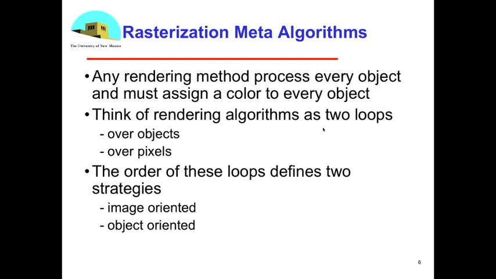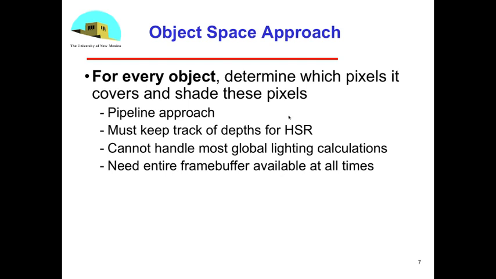Okay, so if we take this object-oriented approach, the outer loop is over every object, and for every object I have to determine which pixels that object will affect. Hidden in here is the idea that we start off coloring every pixel with some background color or black. This is where the pipeline approach works: we process each object independently and we keep track of the depths as we've seen, so we can do hidden surface removal at the end.